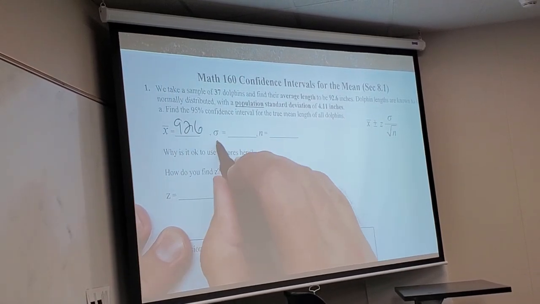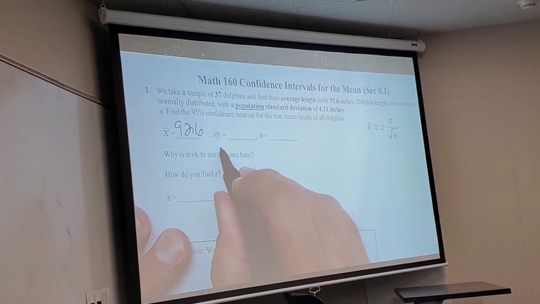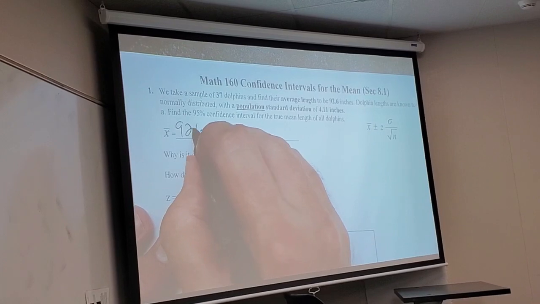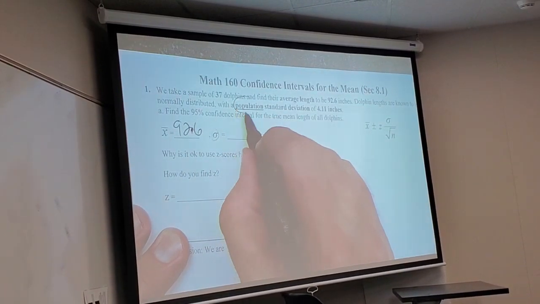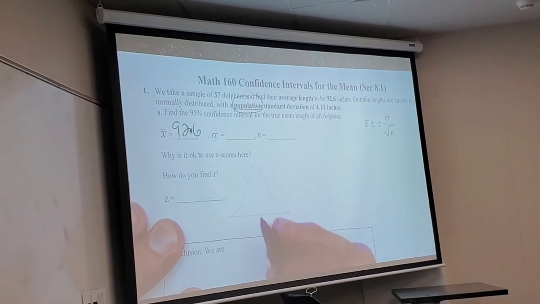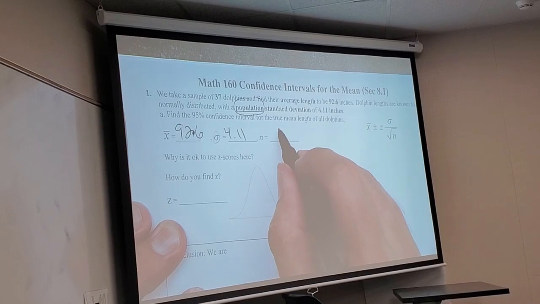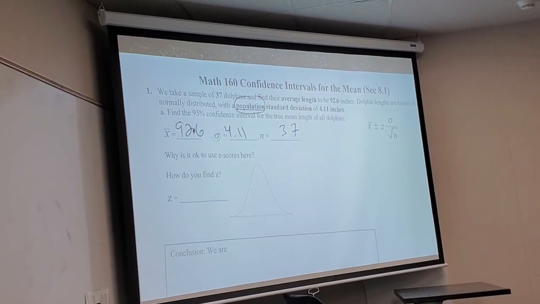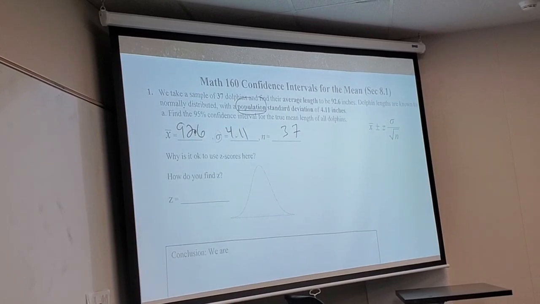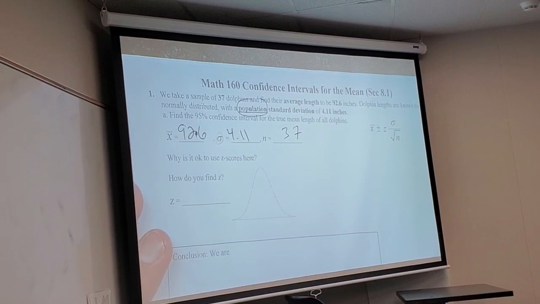92.6. The standard deviation was, and how do I know it's sigma, not just because I wrote it? How do I know it's sigma and not S? Because it says it's a population. Okay, good. I like that. So that's 4.11, and then N is 37. Cool. So N is always the size of your sample, period. So that might be the first thing you want to look at because it's always the same. It's always the size of the sample, so you can find that pretty quickly.